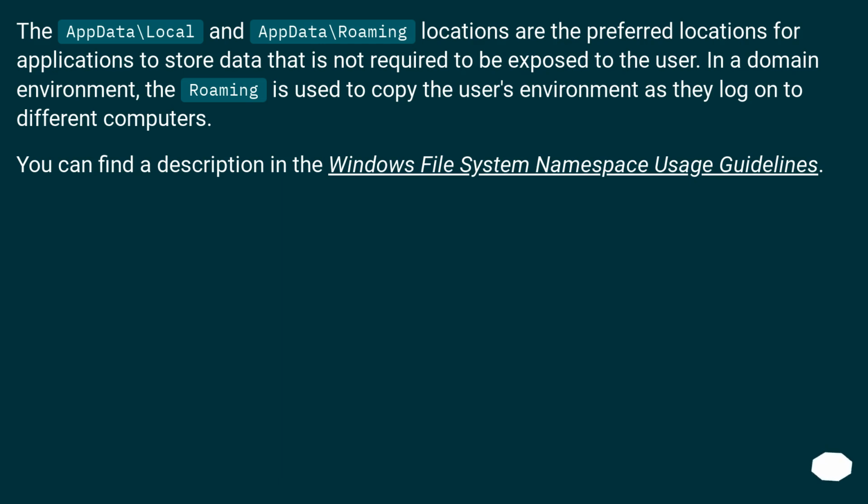The AppData\local and AppData\roaming locations are the preferred locations for applications to store data that is not required to be exposed to the user. In a domain environment, the roaming is used to copy the user's environment as they log on to different computers. You can find a description in the Windows File System Namespace Usage Guidelines.